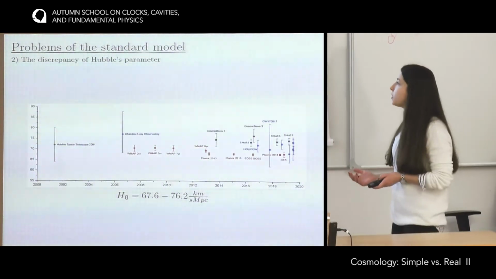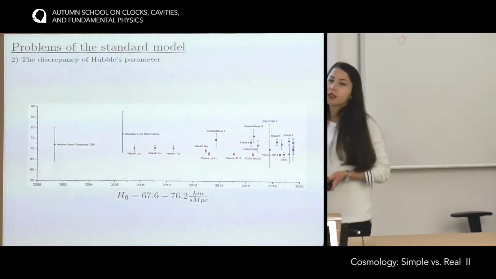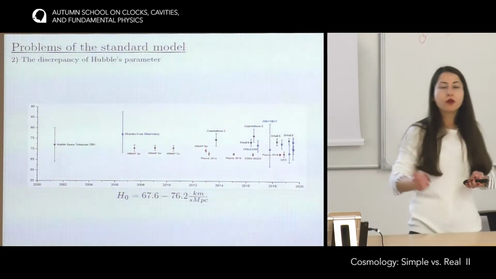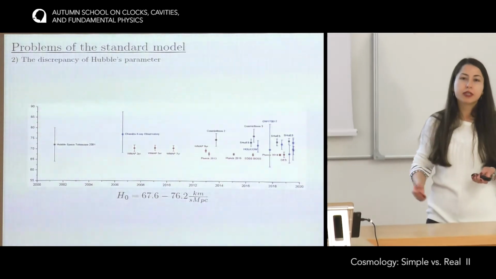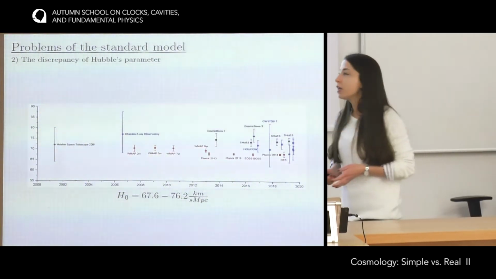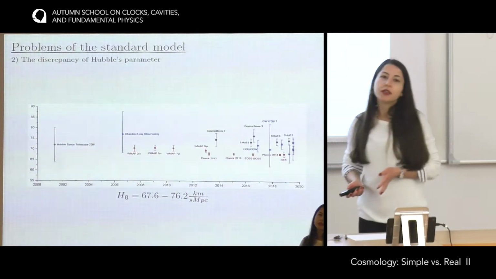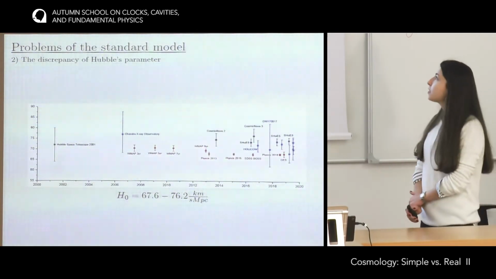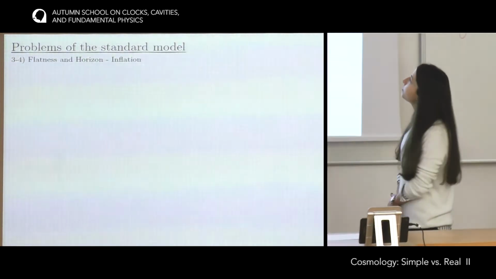So this shows that there is a discrepancy in the Hubble's parameter depending on how far you look, or the method you use, like whether you're using the standard candles or standard rulers method. And this discrepancy still cannot be solved. So this is the second problem of the standard model.